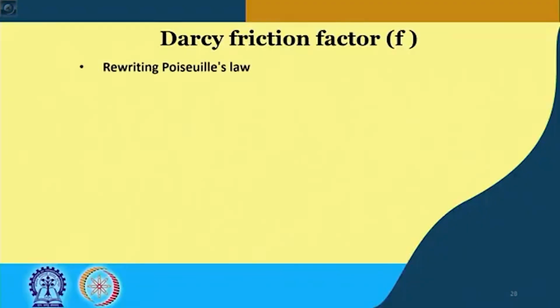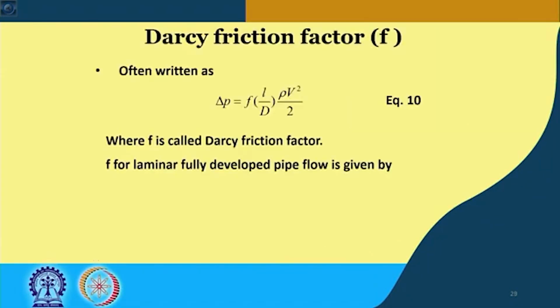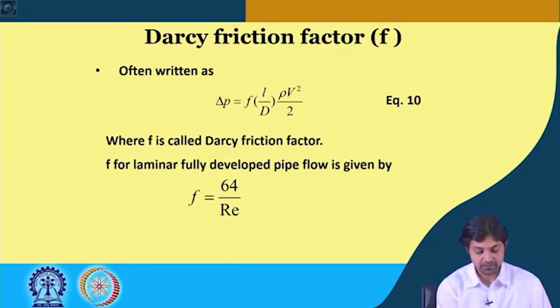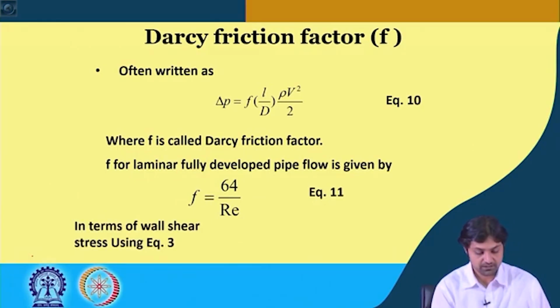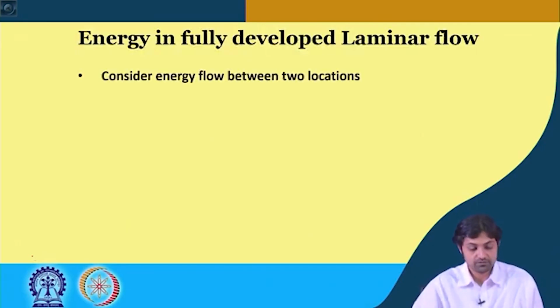Welcome back, students, to this fourth lecture of the pipe flow. Last time we saw the Darcy friction factor, and we saw that for fully developed laminar flow the Darcy friction factor was 64 by Re, whereas in terms of wall shear stress it was 8 tau W by rho V square. Okay, now we are going to see about the energy in a fully developed laminar flow.